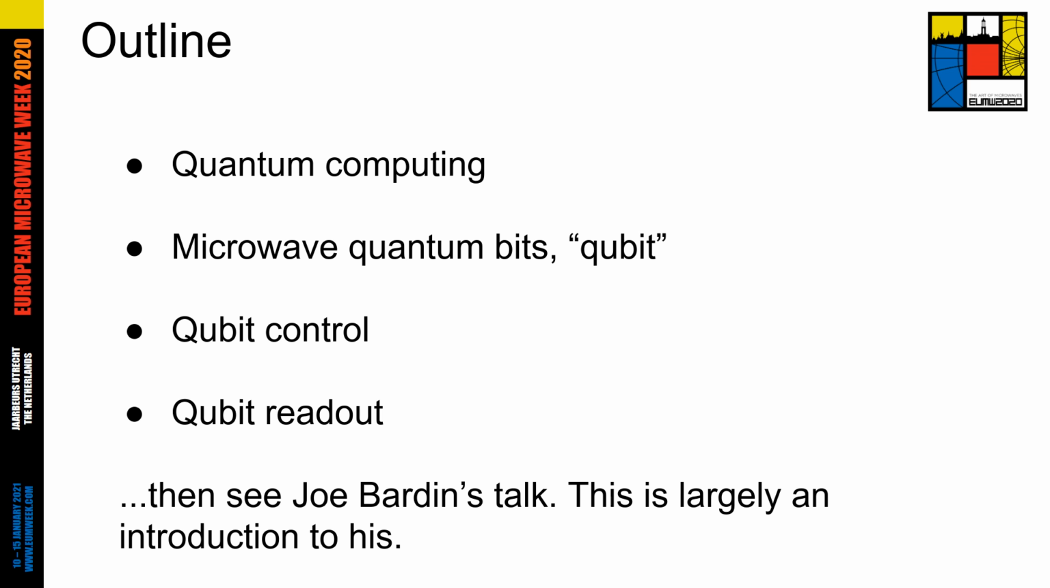Okay, so here's an outline of the talk. First, I'm going to give an introduction to quantum computing in general. Then I'm going to talk about microwave quantum bits, or qubits. In that section of the talk, I'm going to try to explain how we take microwave resonators and turn them into quantum bits. Then we're going to talk a little bit about how we control our qubits. And finally, at the end, I'll talk about how we read out our qubits. Also, make sure to see Joe Barden's talk. This talk is largely an introduction to his.